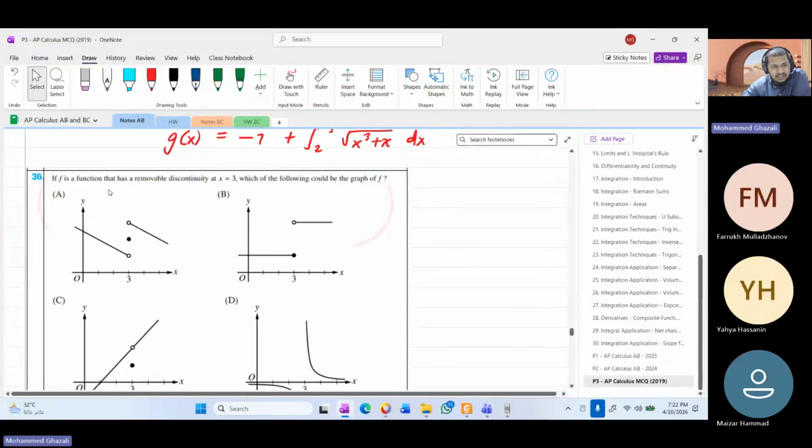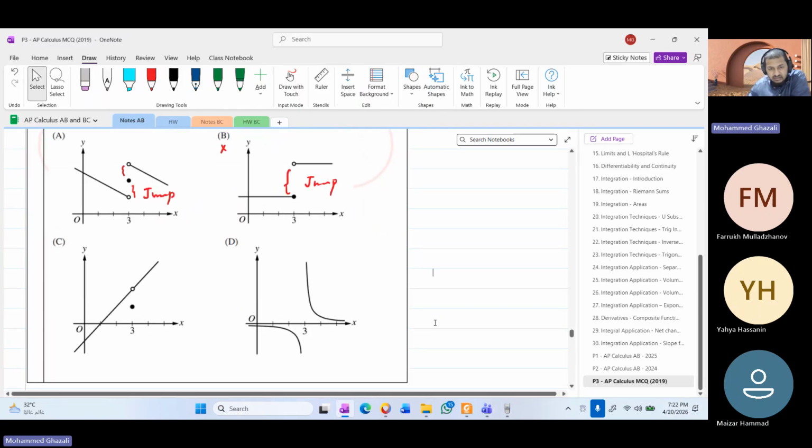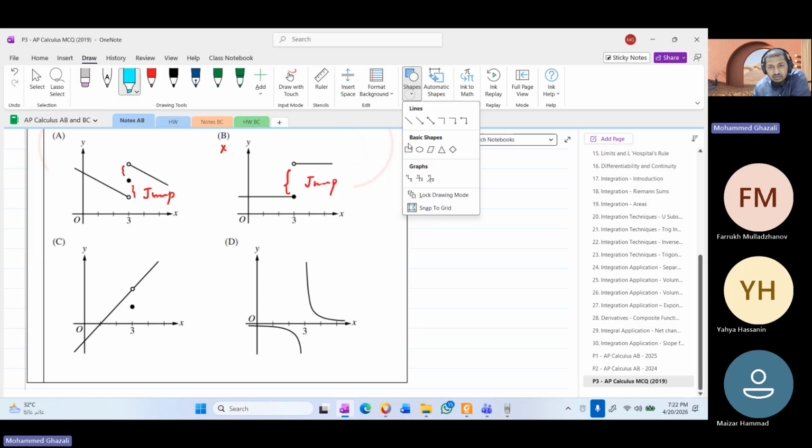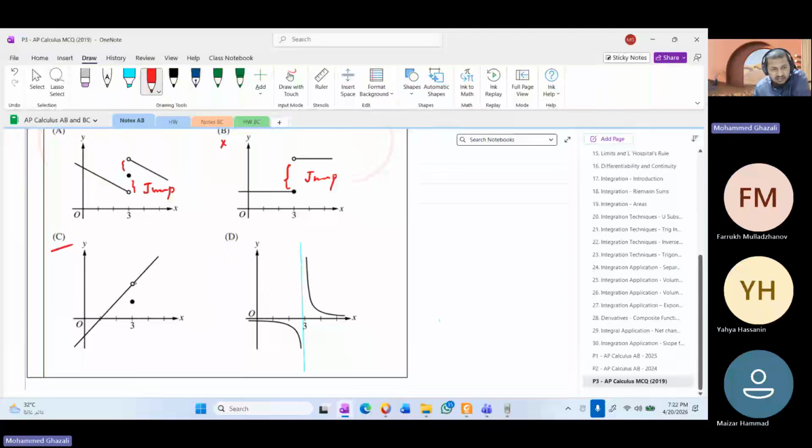Next one. If f is a function that has a removable discontinuity, a removable discontinuity is a graph that has a hole at x equal to 3. Which of the following could be the graph of f? You can clearly see it can't be B because that's a jump. Okay, C. One second. You can see this is a jump. That's a jump. D has a vertical asymptote at 3, so it's an infinite discontinuity, right? This is an infinite discontinuity here. So the only answer is C. You can clearly see it's a graph with a hole.